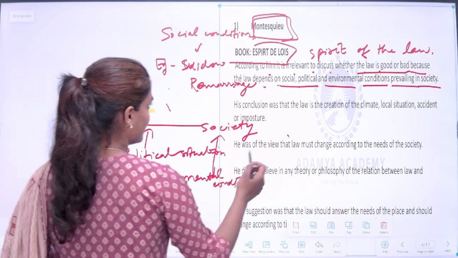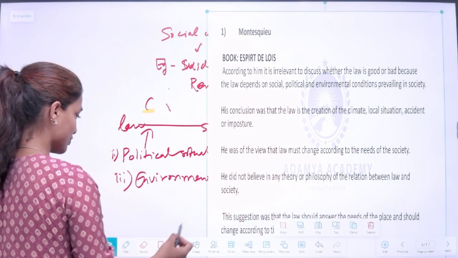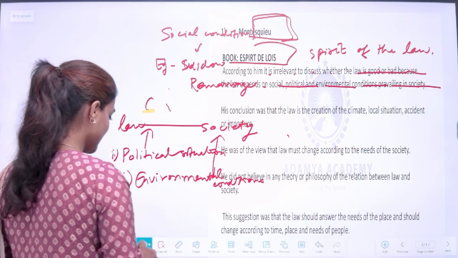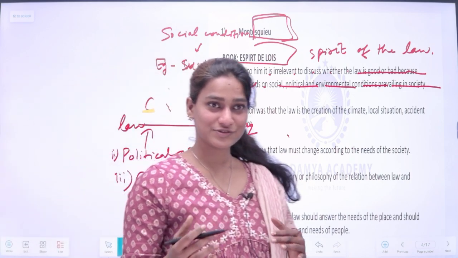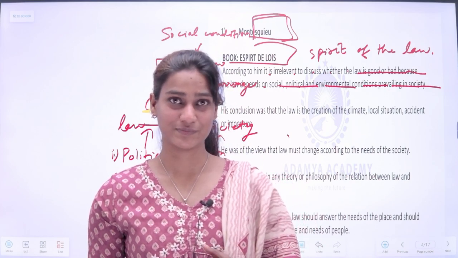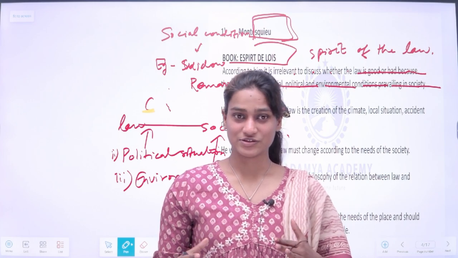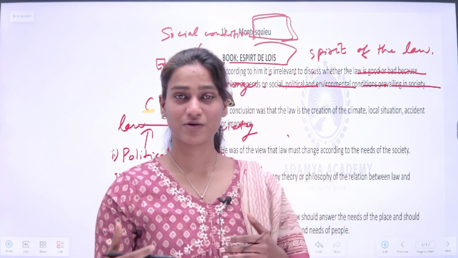So these are the three examples which are related to the concept that it is not relevant to see whether a law is good or bad. It just makes no difference because the law is made according to the prevalent conditions, and thus the law is born.